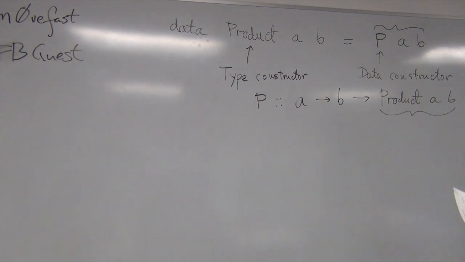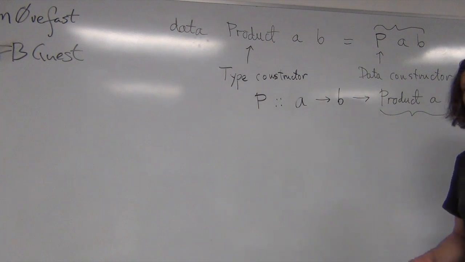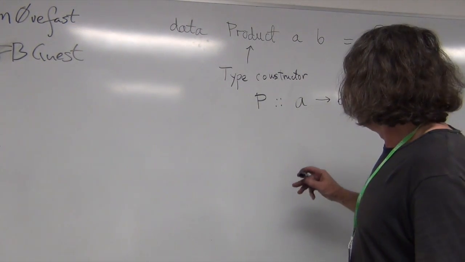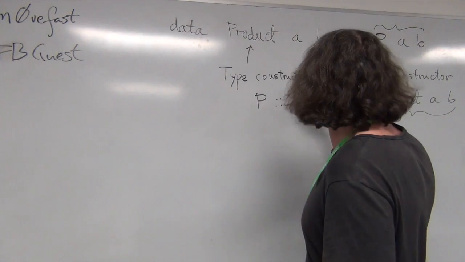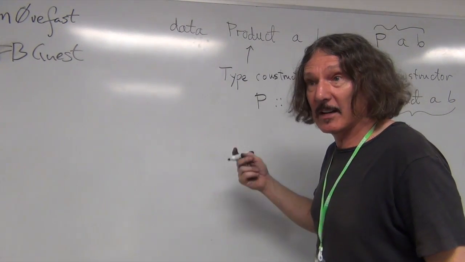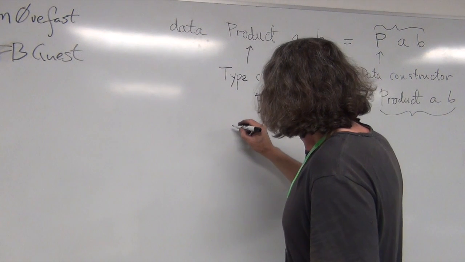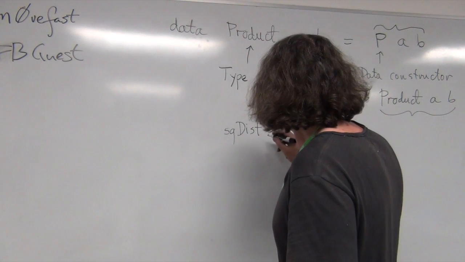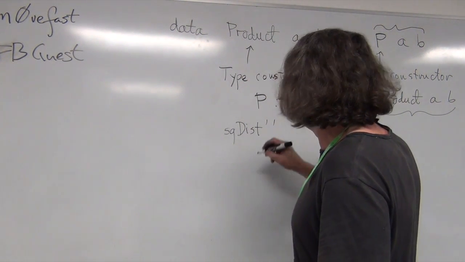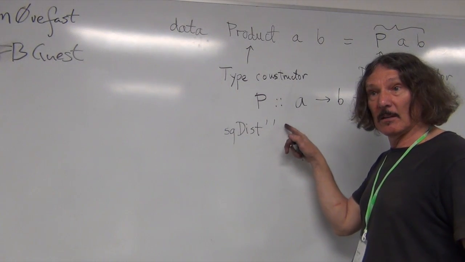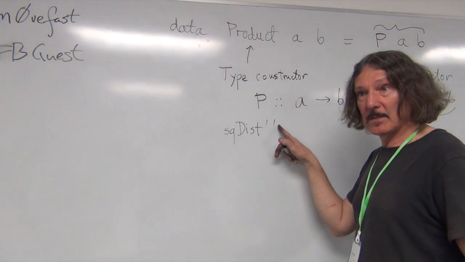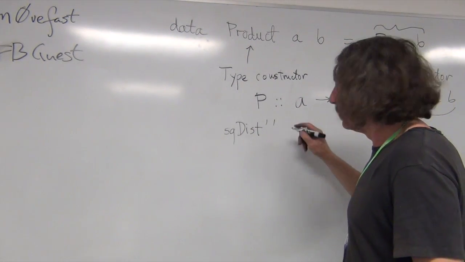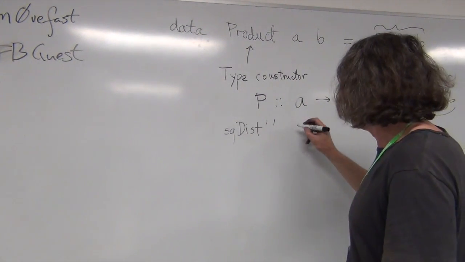So remember where we were doing this square distance, this awful example that was taking a pair? We can actually do square distance using this implementation of product because a pair is a product, right? So we could say SQ dist. Okay, maybe I should put a prime or two primes. In Haskell, you can actually use apostrophes in names, which is kind of good because that's how mathematics works.